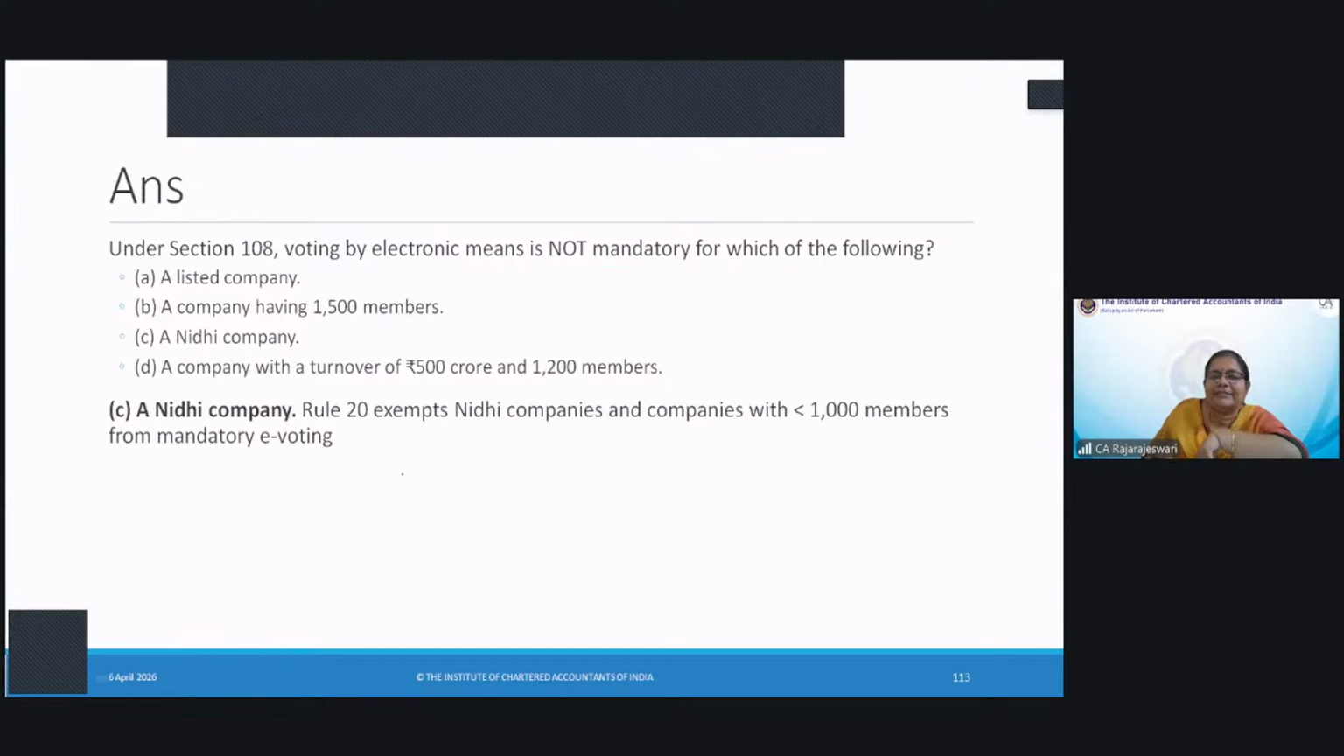So Rule 20 exempts Nidhi companies and companies with less than 1,000 members from mandatory e-voting. Suppose they ask you in a descriptive question for 2 marks, you have to specify that Nidhi companies and companies with less than 1,000 members are exempted from mandatory e-voting. You have to write both the answers.